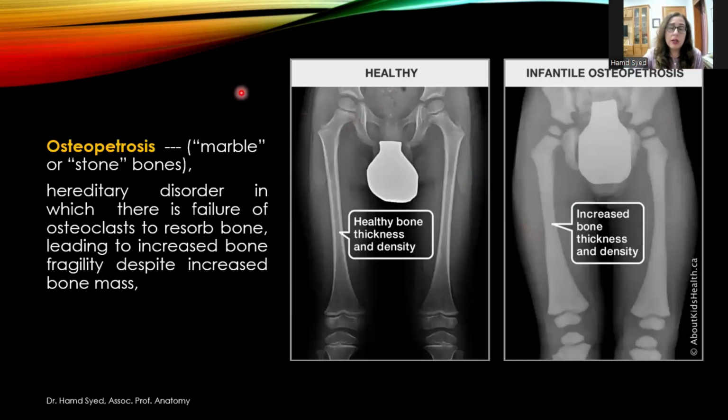Another clinical condition related to bones is osteopetrosis, which literally means marble or stone bones. Now, this is a hereditary disorder in which there is failure of the osteoclast to resorb bone. If the bone is not going to be resorbed, it will become thicker and there will be increased bone mass, but the bone is going to be fragile even though there is increased bone mass. So let's look at the X-ray which compares the healthy bones with the infantile osteopetrosis. You can see this is the healthy thickness and density, whereas in osteopetrosis, the bones have become thicker and more radio-opaque.